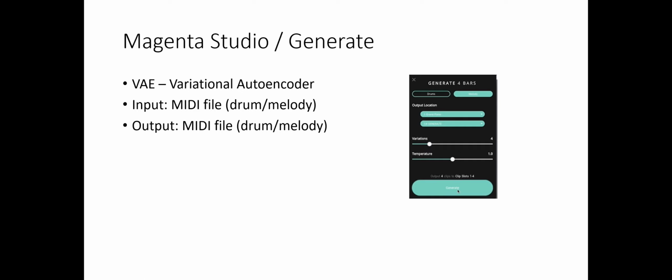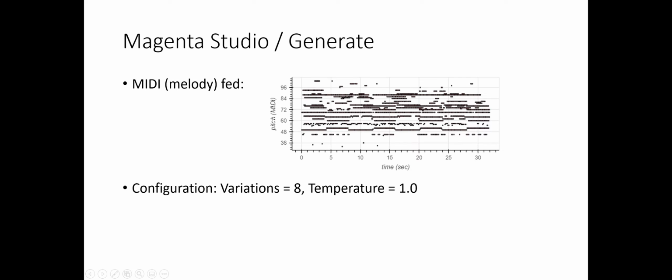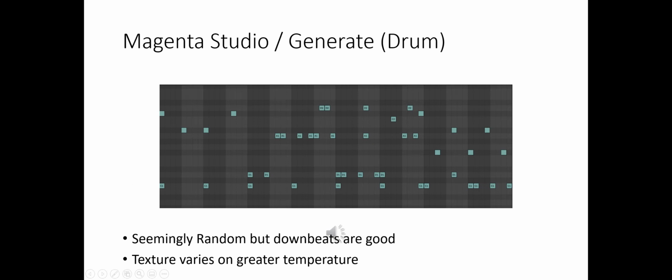So the next tool I use is Magenta Studio. Generate is one of the tools in Magenta Studio. It is a VAE-based drum and melody generation tool. It takes a MIDI file as input and outputs a MIDI file. This is the same MIDI loop I feed in. The configuration I set is variation equals A, temperature equals 1.0, which is the default. So here's the output example.